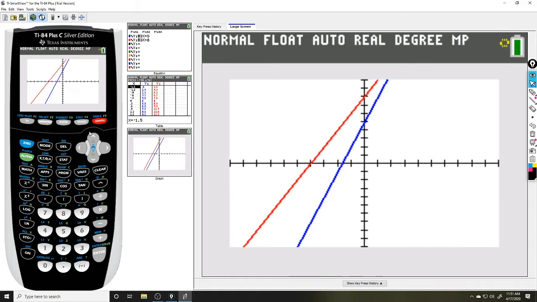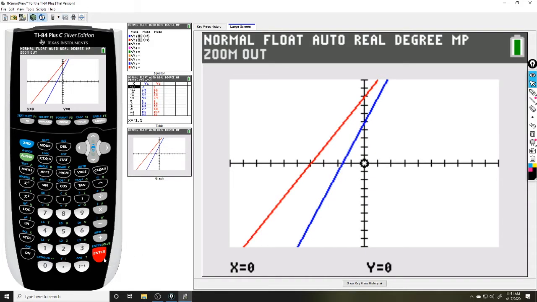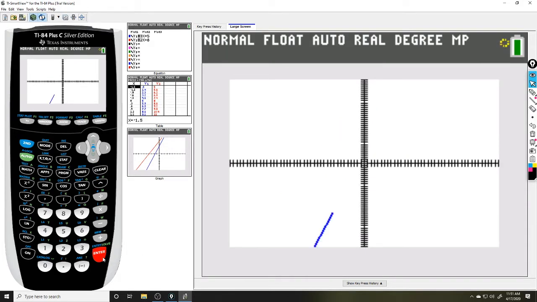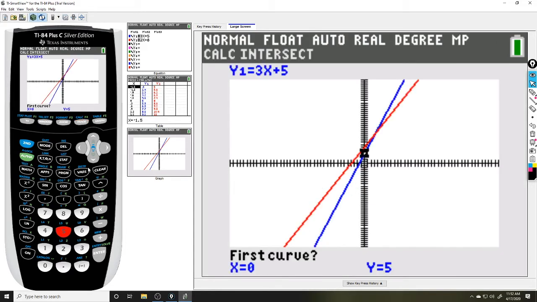And it looks like it's a little bit above where we are right now, so let's zoom out a little bit. And here we should get the intersection point. So we're going to find that by doing, hopefully you know how to do this, second calc, 5 for intersection. And then we're going to go to the intersection point that we want, which is about here. And then we're going to enter 1, 2, 3 times. And there's our x value. X is 3, which is the answer that we got before.